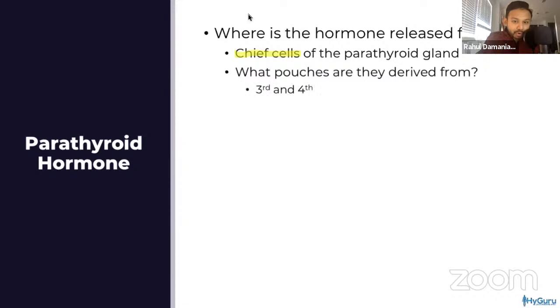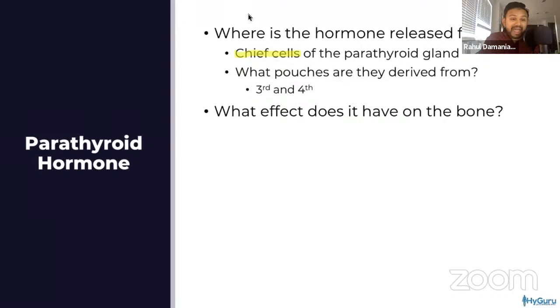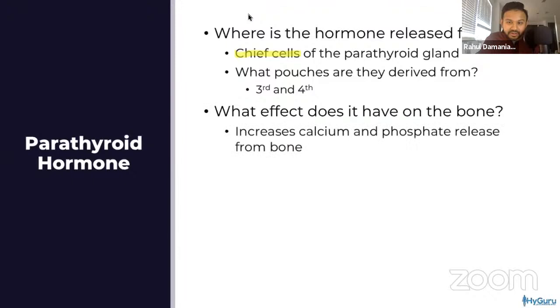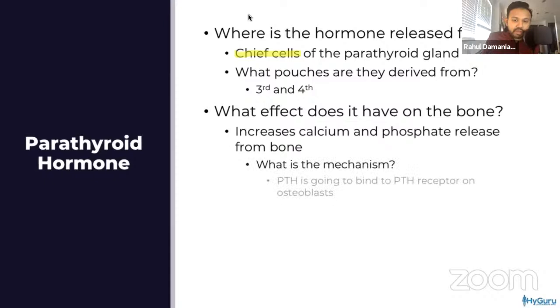And what effect does parathyroid hormone have on the bone? This mechanism, very exceedingly high yield, but it is going to increase calcium and phosphate release from the bone. Now, the net effect of PTH is to increase calcium and phosphate trash, i.e. decrease your phosphate. But at the bone, it is going to increase calcium and phos release. So the mechanism is actually really important.